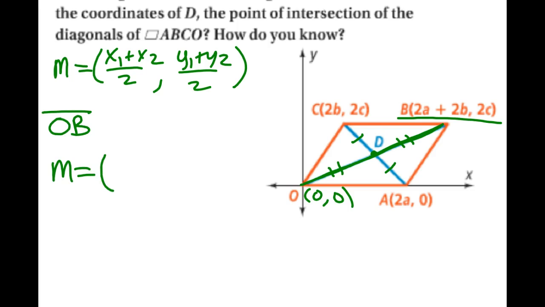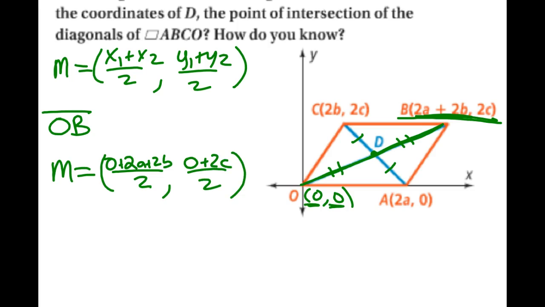So I take my x values. I have an x value of 0 and 2a plus 2b, so I go 0 plus 2a plus 2b divided by 2. I do the same thing with the y value, so I have 0 plus 2c. And now I just begin to simplify. I know adding 0 does nothing, so I'm going to just scribble those out. Now, it's pretty easy for me to simplify the y value. 2c divided by 2 is just c.